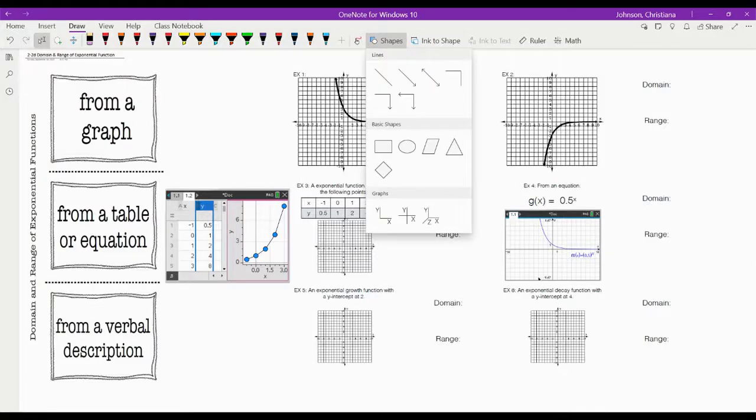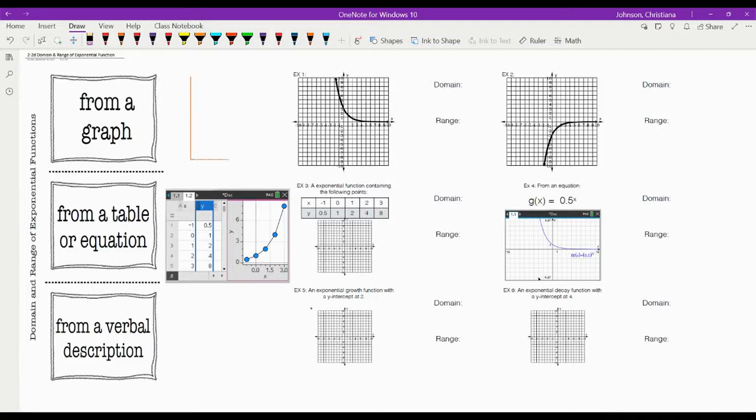Okay, so we are going to do the exponential equations now. And again, we start out by drawing our little template. So remember that domain is left to right. That's our x. And range is bottom to top. That's our y.